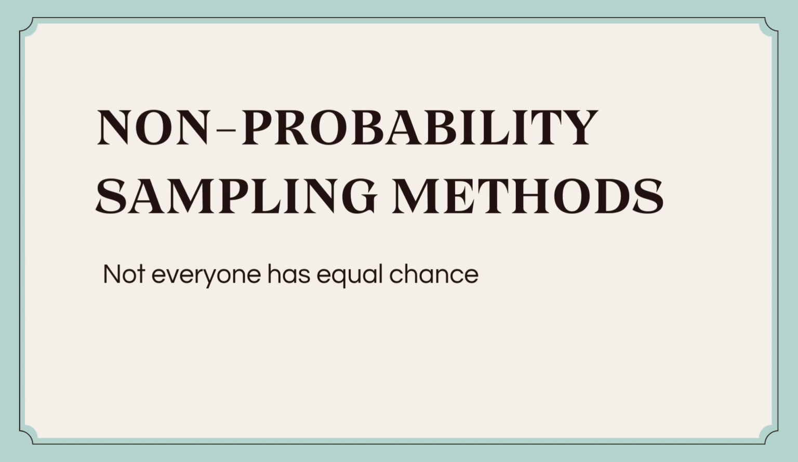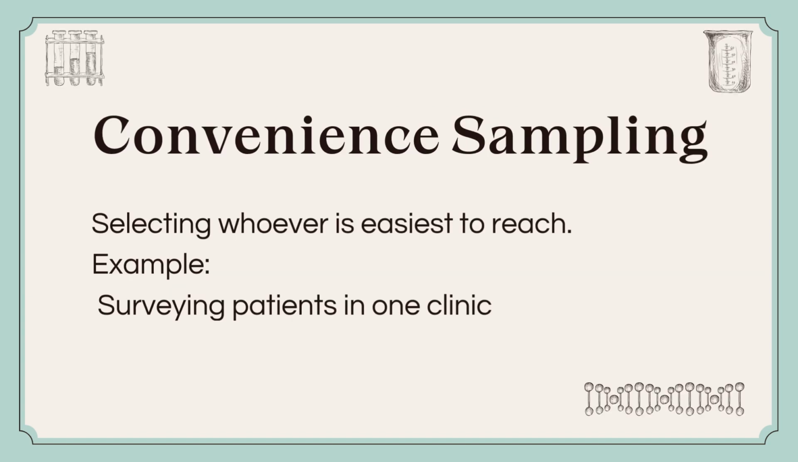Now, in the non-probability sampling methods, not everyone has equal chance, right? In the probability sampling method, everyone has equal chance, but in the non-probability sampling method, not everyone has equal chance. And let's go into some of them. Convenience sampling is just one of the weakest forms of sampling, where you just select whoever is easiest to reach. It's literally reaching whoever is available. For example, surveying patients in one clinic. These are the people you could meet. Well, that doesn't give everyone an equal chance.